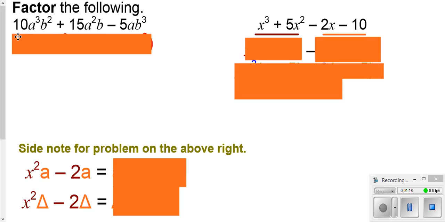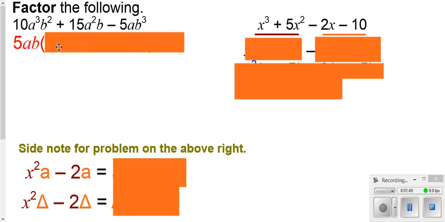Is there anything that we can take out of all three of these terms? Well, looking at the numbers, we have a 10, a 15, and a 5. Well, 5 goes into all those. And then when you look at what we have up here, they all have a's. Now, an a cubed doesn't go into all of them because there's only an a squared here and an a to the first here. So we could take an a out of all of these. You'll notice they all have b's, and we could take a b to the first out. So we'll pull out a 5ab, and then we have to look at what's left in parentheses.